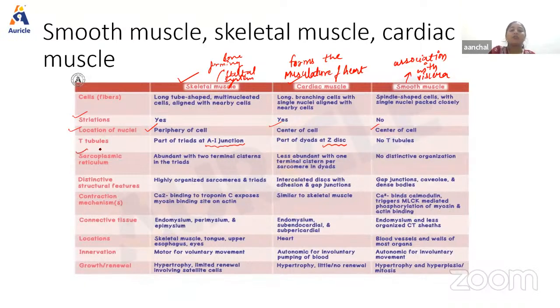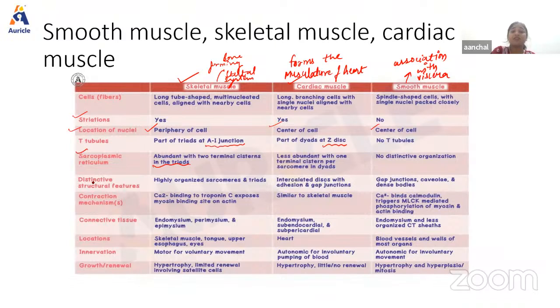Now, talking about the sarcoplasmic reticulum, as all the cells have endoplasmic reticulum, the muscles have sarcoplasmic reticulum, right? Now, in skeletal muscle, they are abundant with two terminal cisterns in the triads, whereas in cardiac muscles, it is less abundant with one terminal cistern per sarcomere in the dyads, and there is no distinctive organization like the sarcoplasmic reticulum.